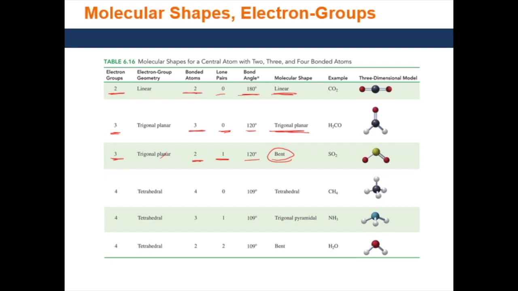Next we see 4 electron groups. It can have 3 different shapes. If all 4 electron groups are bonds and there are no lone pairs, it is tetrahedral. If one of those is a lone pair and only 3 are bonds, it is trigonal pyramidal. If out of those 4, 2 are lone pairs and 2 are bonds, it would be a bent shape. So this is basically a summary of all the shapes that can be present and how you can predict the shape of the molecule.